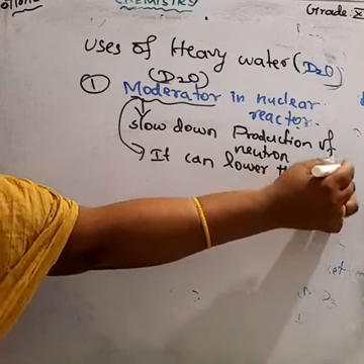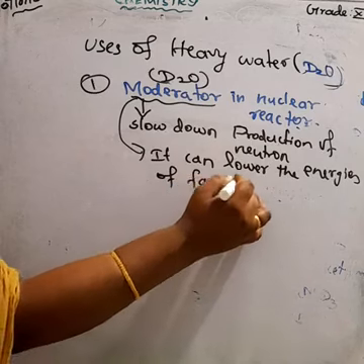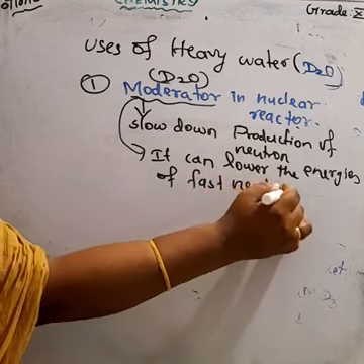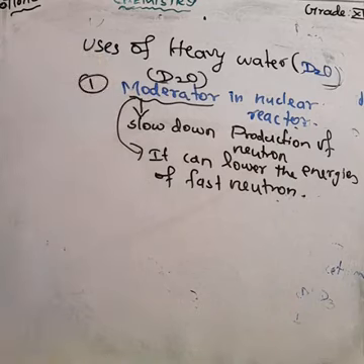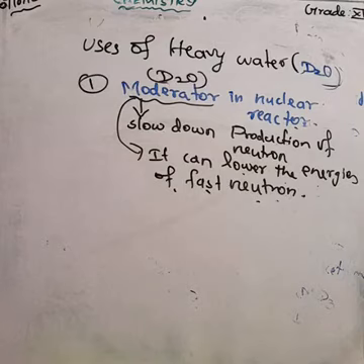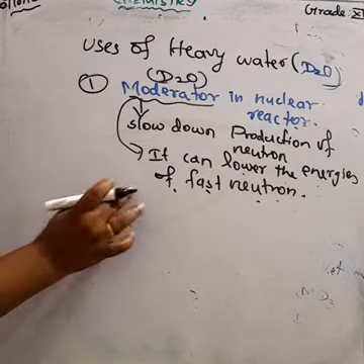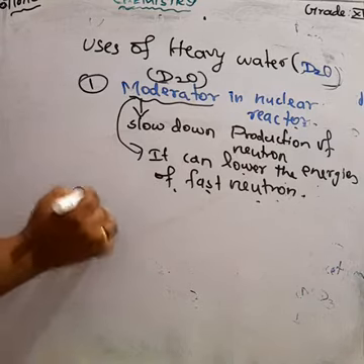So what is the first use of heavy water? The heavy water is used as a moderator to lower the energies of the fast neutrons. Very, very important. This is the first use. And what is the second use?